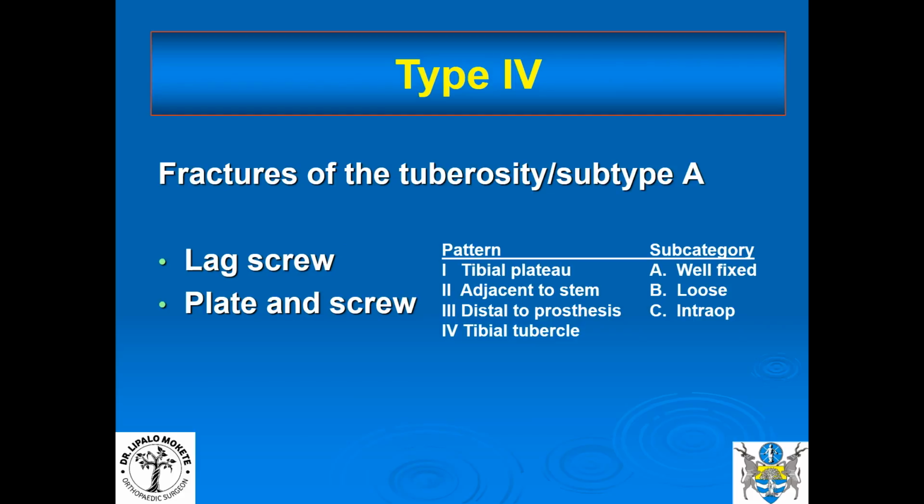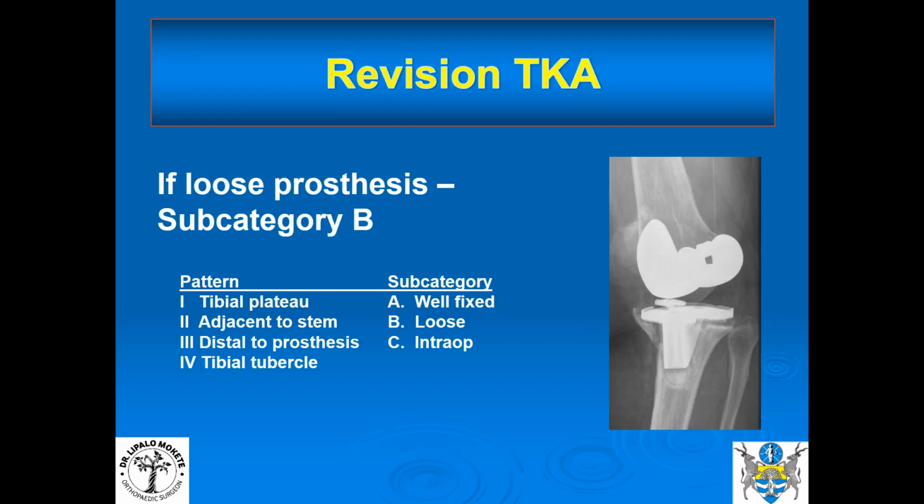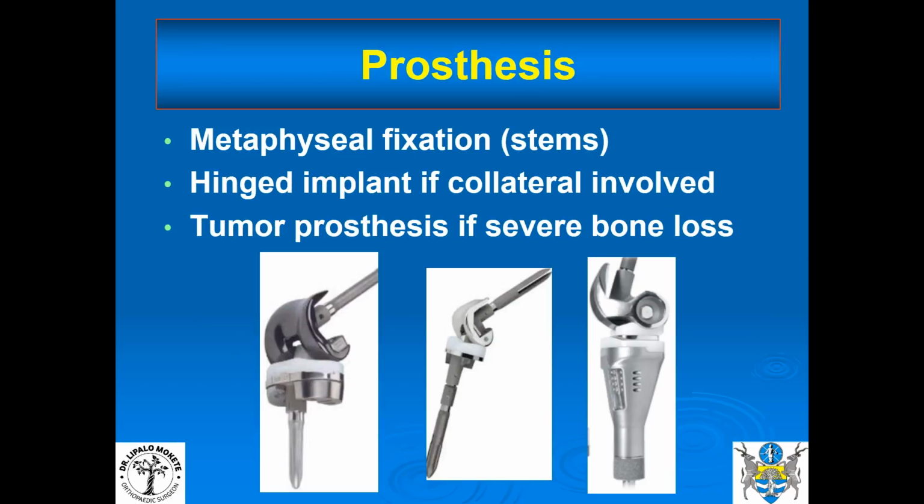So with your type 4s, which are quite rare, treatment would include lag screws, plate, and screws. Those prostheses that are loose have to be revised. We have access to a lot of prosthesis types, but in general, the fixation has to be in the metaphysis for these fractures. So you would have to use a stemmed prosthesis. If the collateral ligaments are involved, then you've got to go with a hinge. And there are instances where there's such poor bone stock in the proximal tibia that you've got to go with one of these.